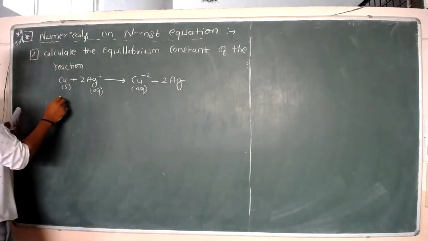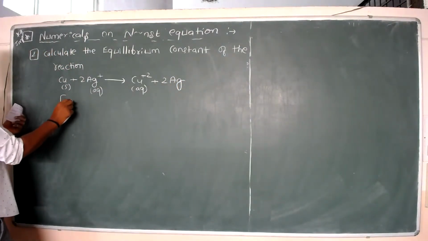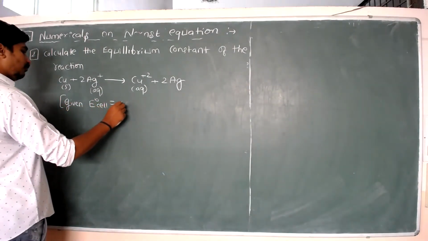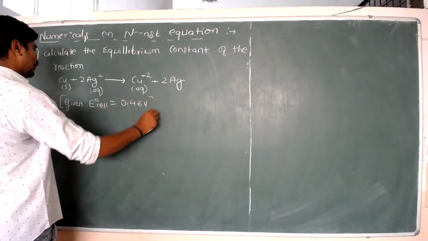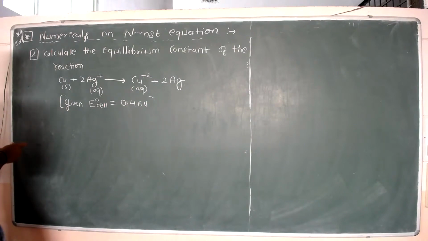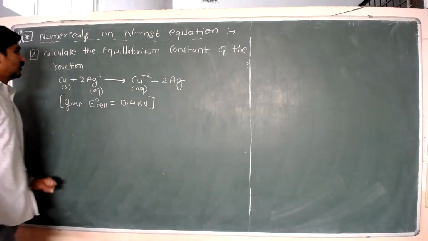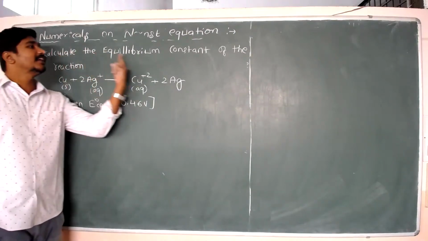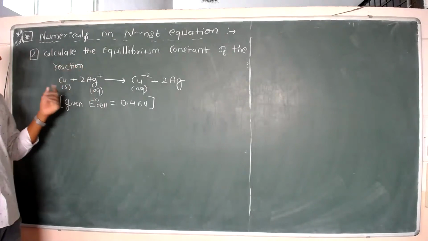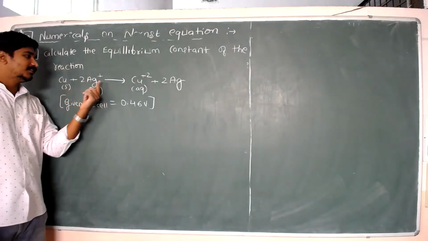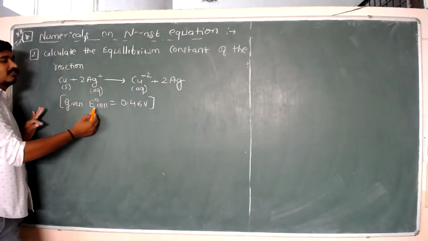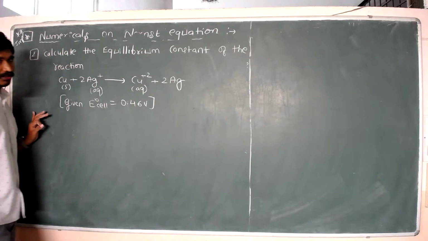Here he is given E naught of cell is equal to 0.46 volt. What he is asking is: calculate the equilibrium constant, that is Kc, of the given reaction. The reaction is Cu plus 2Ag plus giving Cu 2 plus plus 2Ag. He is giving the E naught cell value directly, that is 0.46 volt.